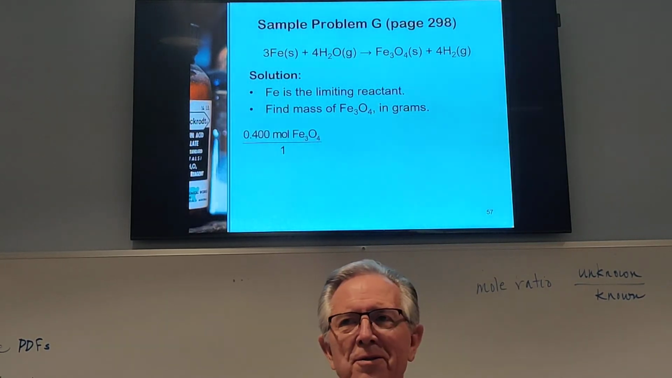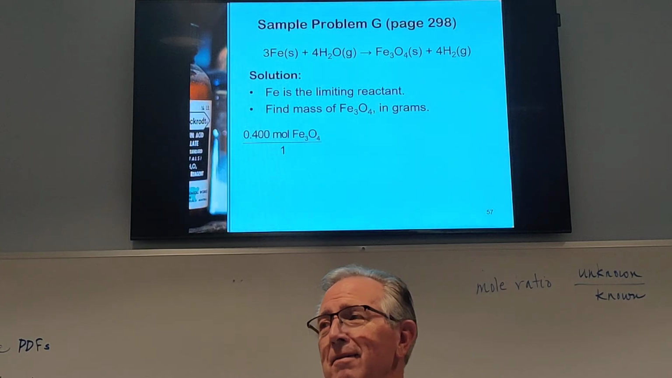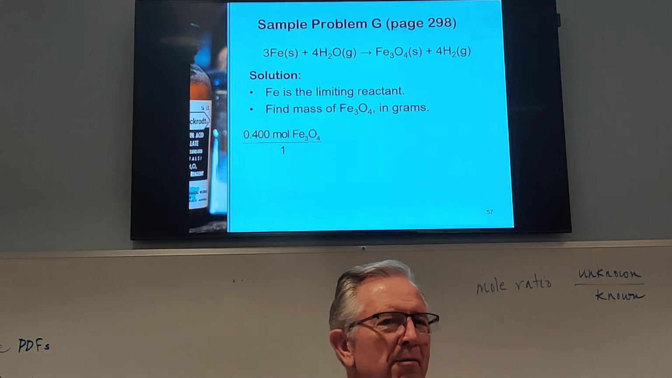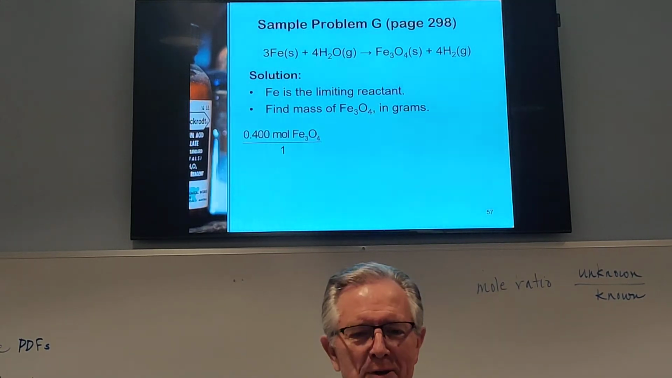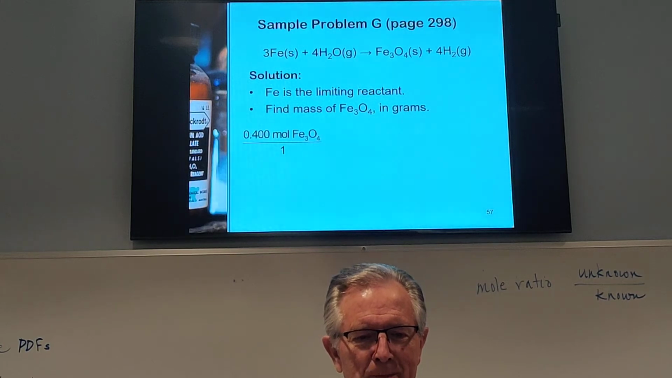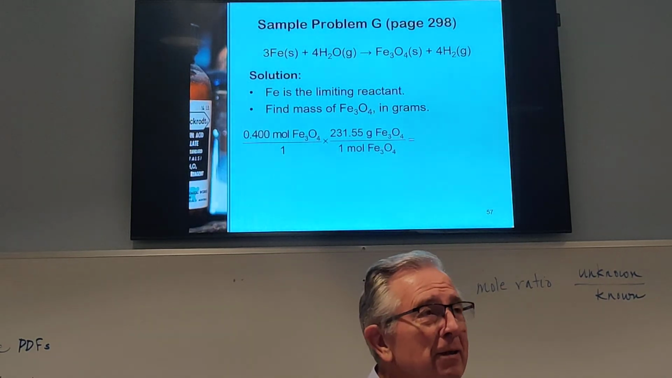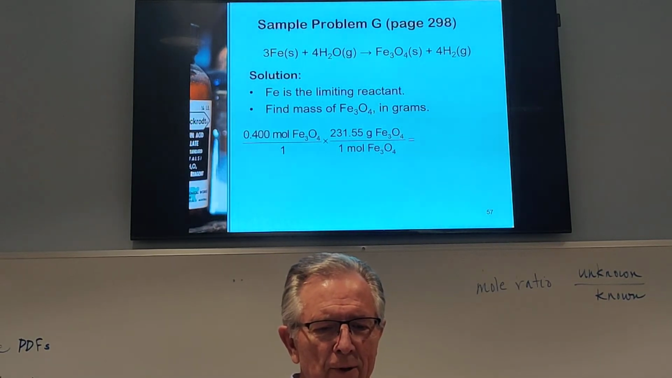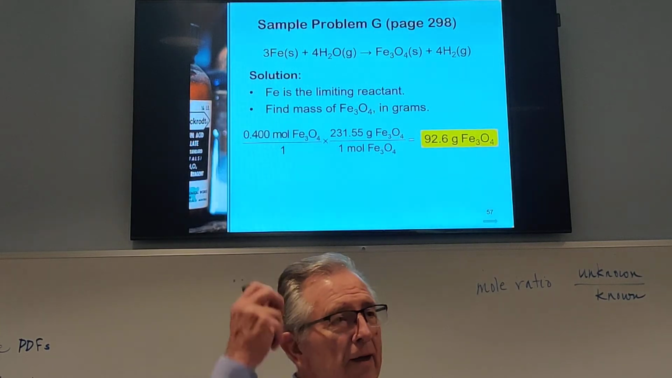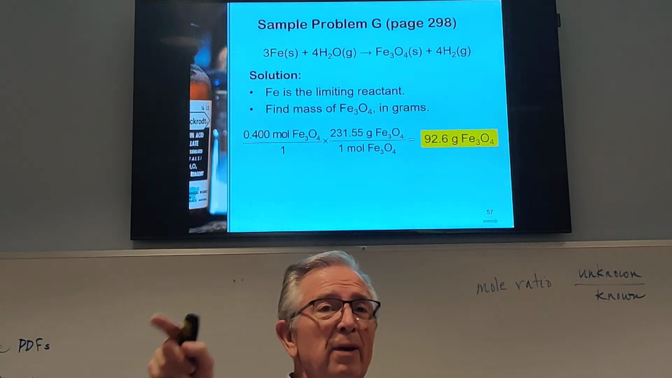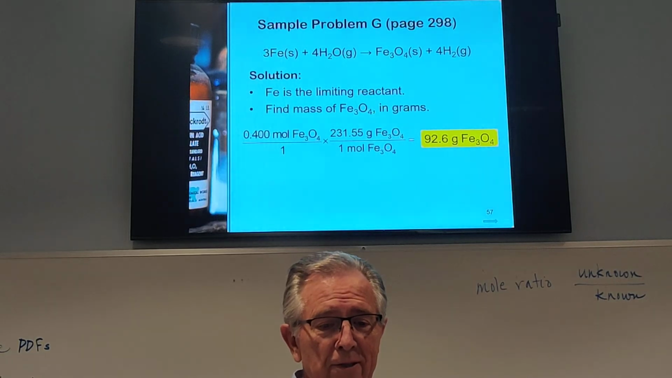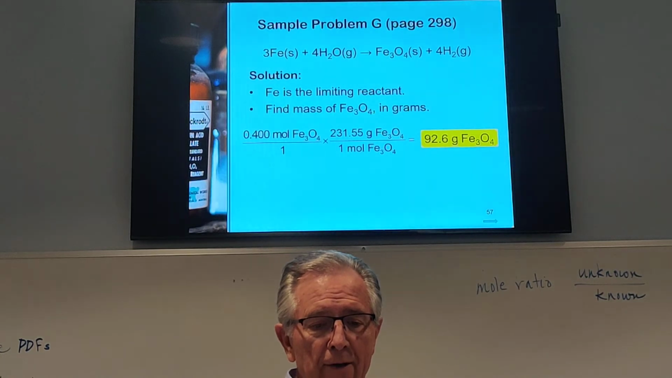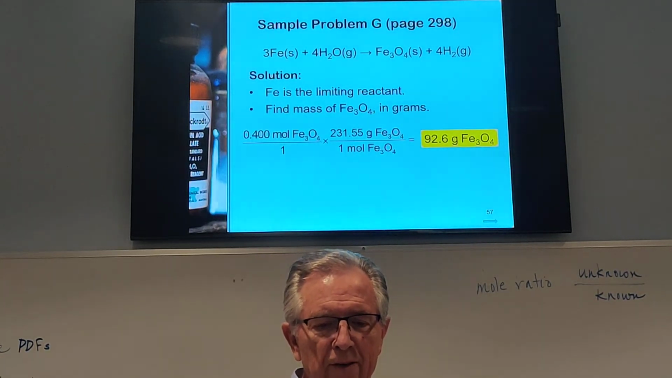Yeah, let's see, what is this one? It's the one that has an oxidation number of 8/3. I don't know how you say that one, but it's iron oxide. So we'll take 3 irons plus 4 oxygens, and we get a mass of 231.55 grams. I find out if that's the limiting reactant, I'm going to end up with 92.6 grams of iron oxide, Fe3O4.